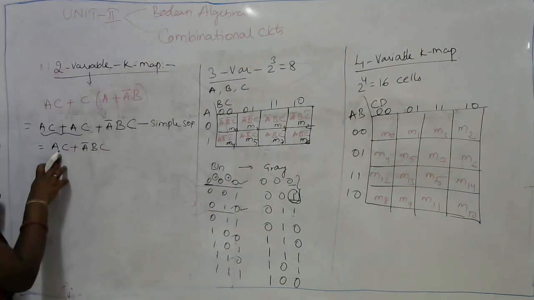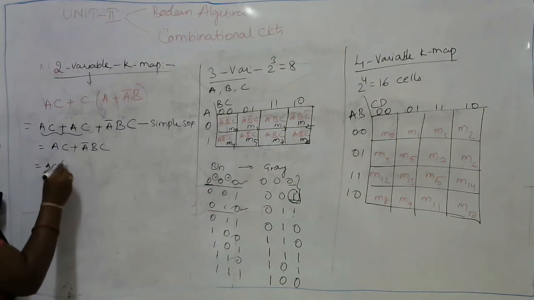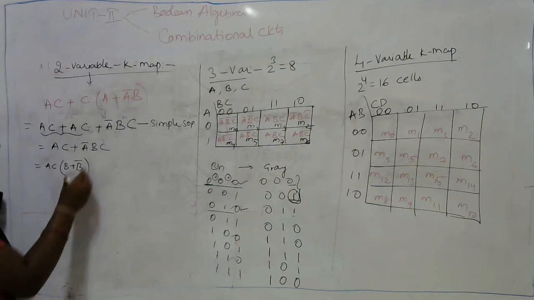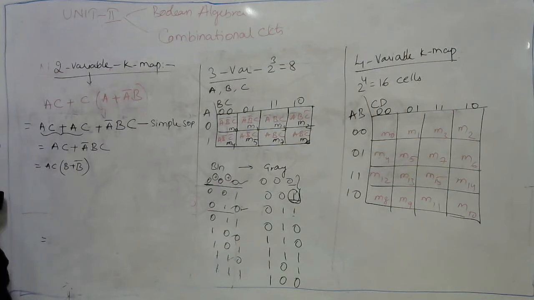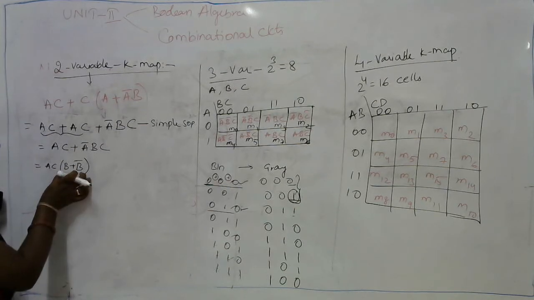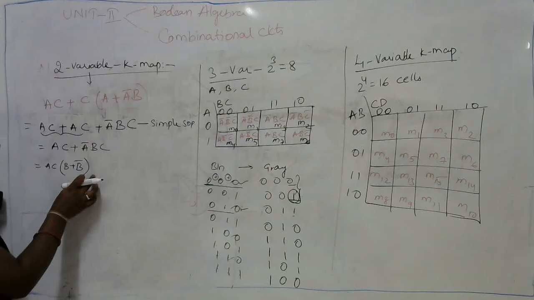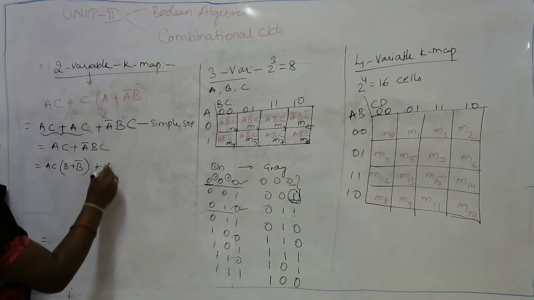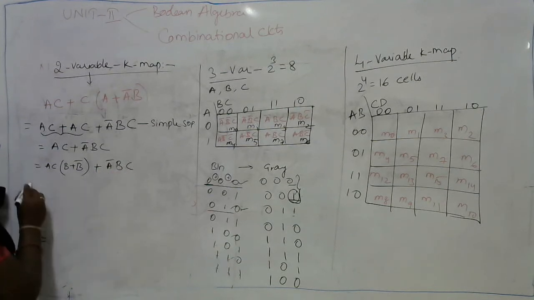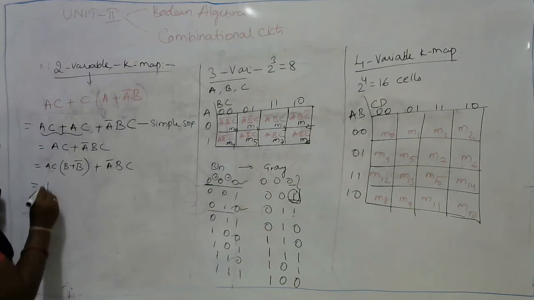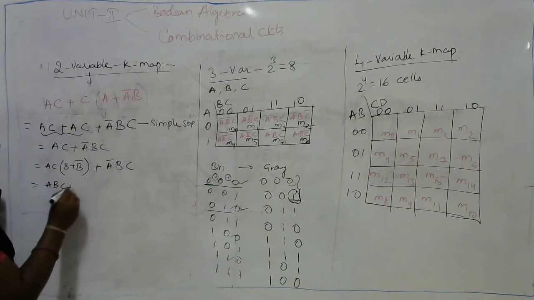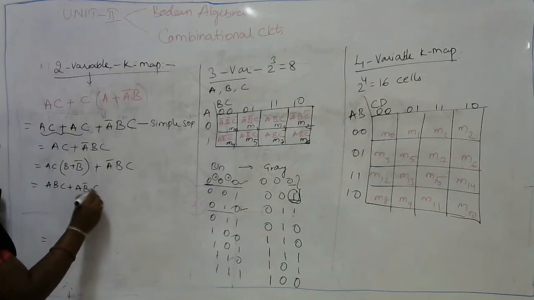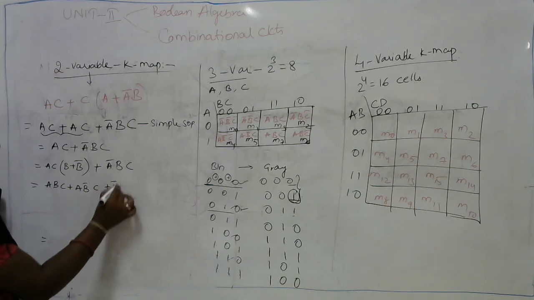Now, in the first minterm, B is missing. So I will write AC into the missing term. That is, I am converting a simple SOP into a standard SOP or a canonical SOP. Whichever term is missing, just multiply that term in the complemented as well as uncomplemented form. Plus A bar BC. So write down in sequence: A B C plus A B bar C plus A bar B C.